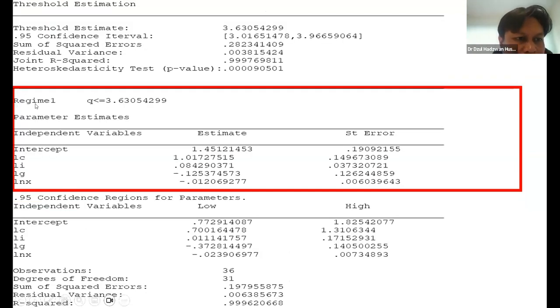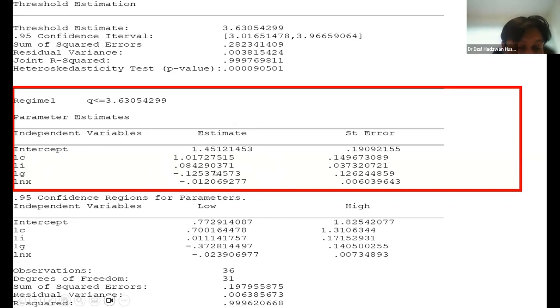So we proceed to the threshold effect. From this one, as you can see, the regime one, this is the estimation for our model. What will happen if, let's say, our regressor is below this threshold value? We are expecting the coefficient to be like this.